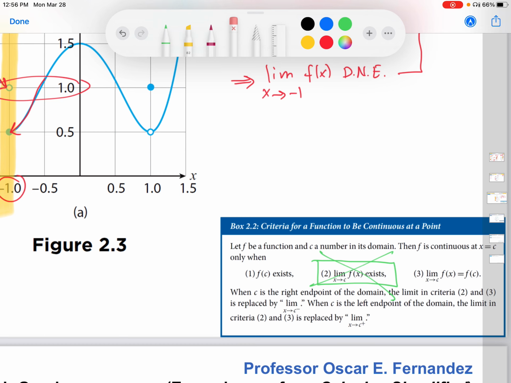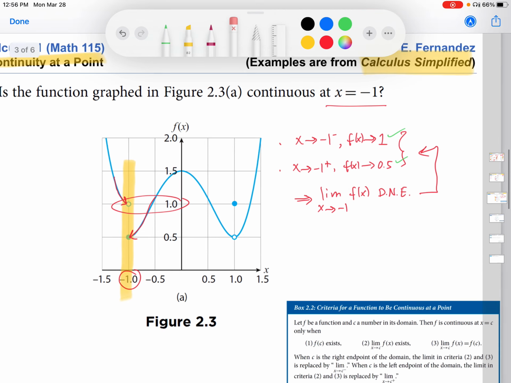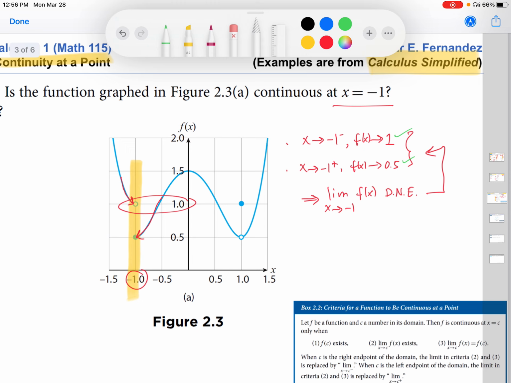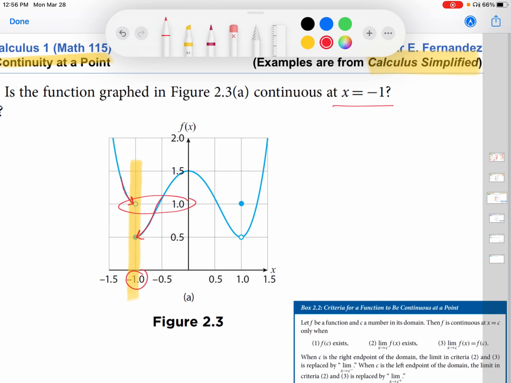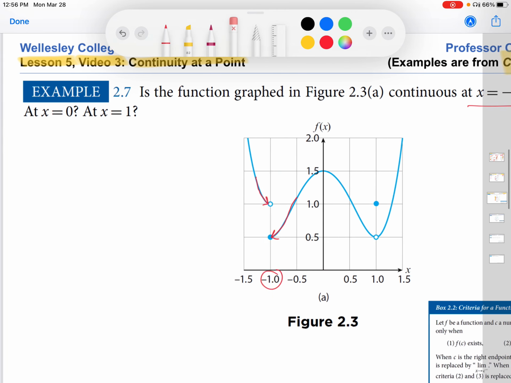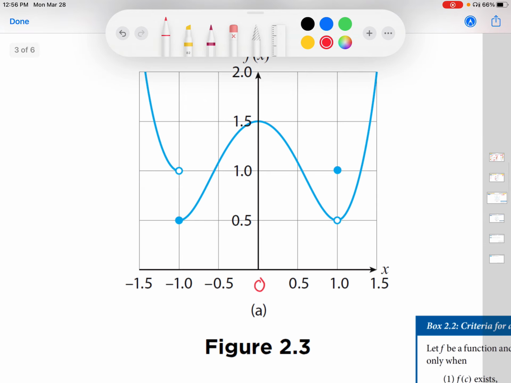Okay. So we're going to write all this down over here. Is it continuous at x equals -1? No. And we are going to put that over here. So no. Great, so now let's evaluate the next point. Maybe we'll get luckier on this second one. How about x equals 0? So x equals 0 is over here.